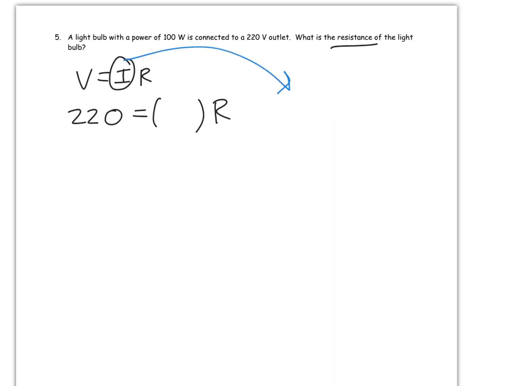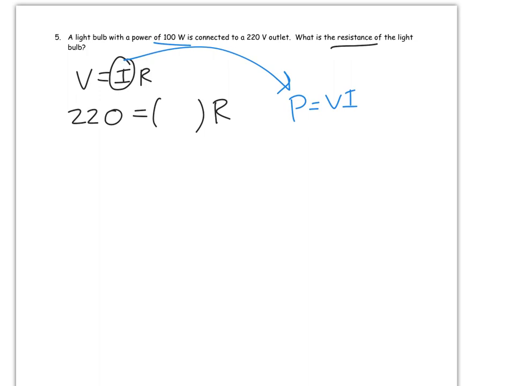Alright, for our last problem here, we have a light bulb with the power of 100 watts connected to a 220 volt outlet. We want to know the resistance. So you might be thinking, well, we should use Ohm's law to get that. That's absolutely correct. We will need to use Ohm's law. We know our voltage is 220. But in order to get the resistance, we're first going to have to find our current. And so what I'm going to do is use this power of the light bulb and the known voltage here to first solve for the current going through this light bulb.